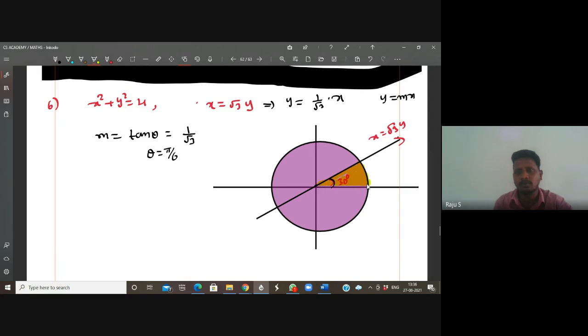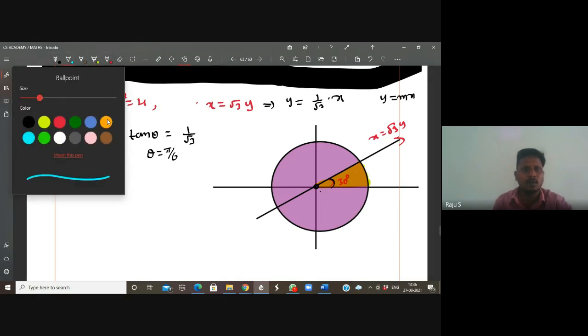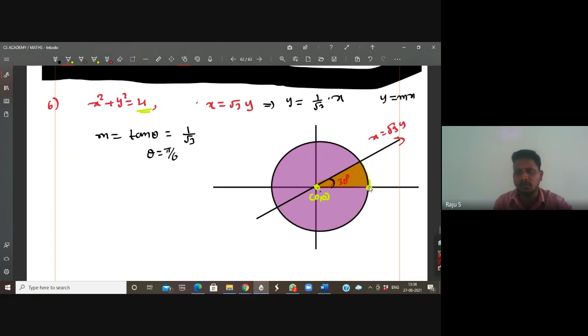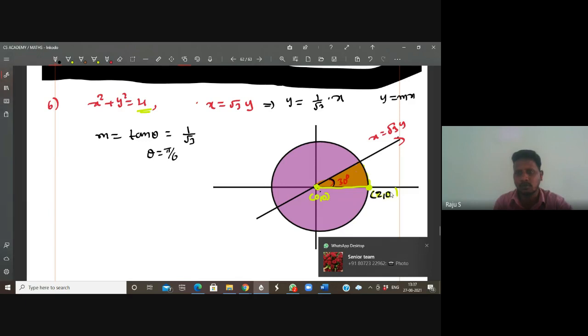Got it, students? To find this area, we'll do one thing. What are the limits we have to take here? If we take here, what is the center here? Center is clearly 0, 0. What is the radius of the circle? 2. Shall I write here on the x-axis 2, 0? We'll write 2, 0. Radius will be 2, so 2, 0.